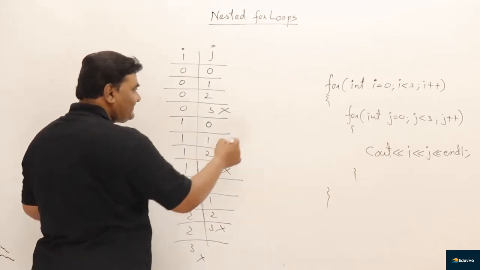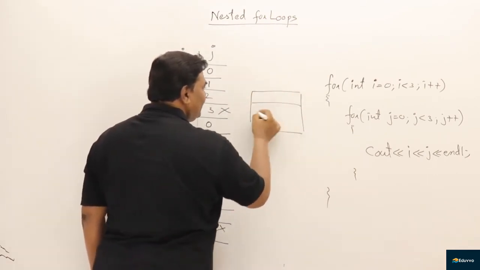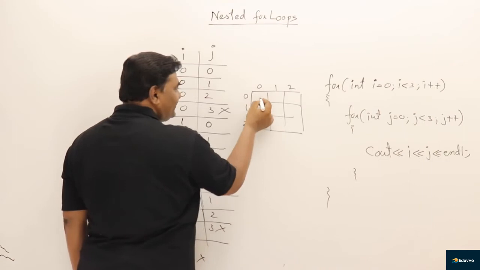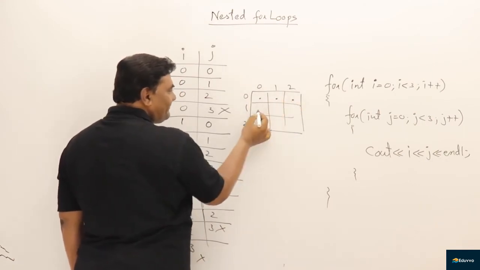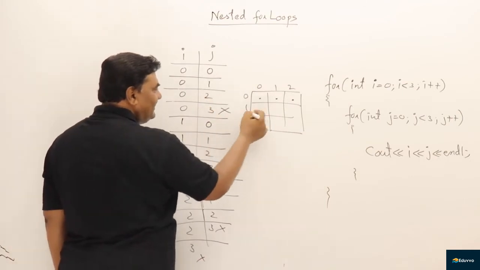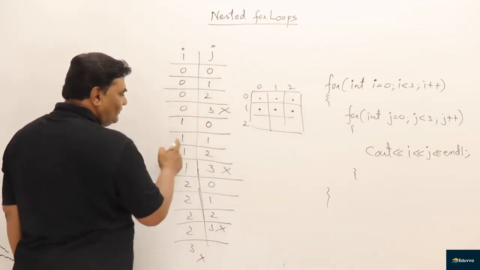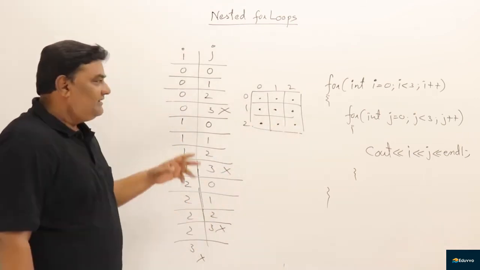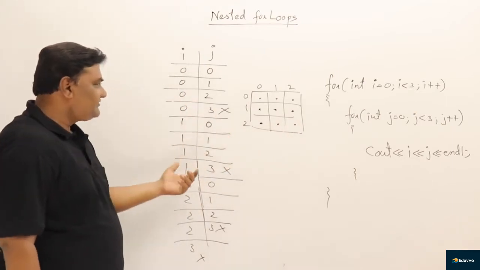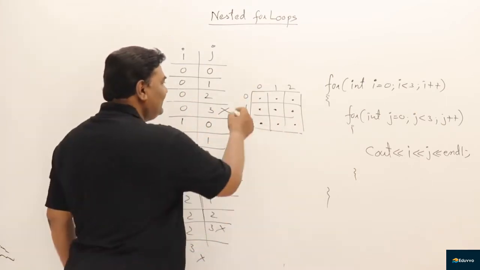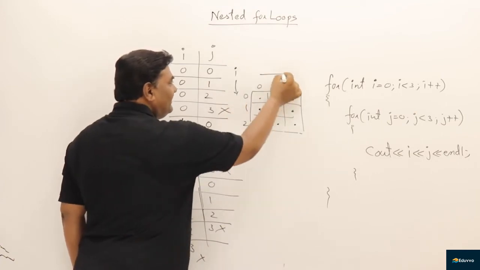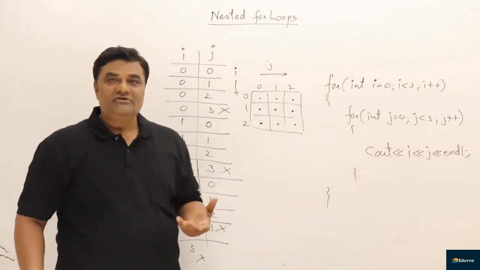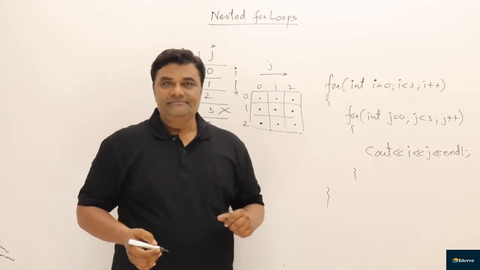So if you see how it has taken the values, it is just like a two-dimensional array. See 0, 1, 2 and 0, 1, 2. These locations are 0, 0, 0, 1, 0, 2, then 1, 0, 1, 1, 1, 2, then 2, 0, 2, 1, 2, 2. In this way, nested for loop will generate the indices of a two-dimensional array where i will act as a row index and j will act as a column index. So mostly for two-dimensional arrays, or when we write any application on matrices, we use nested for loops.